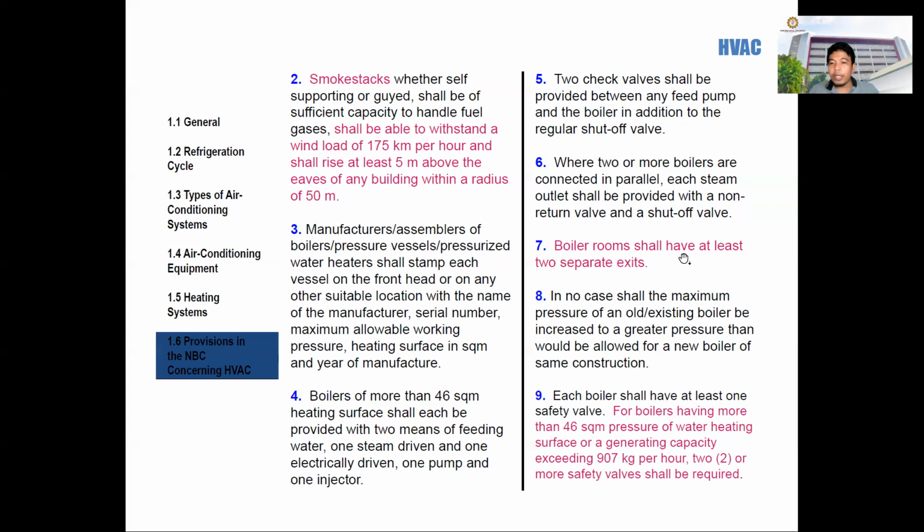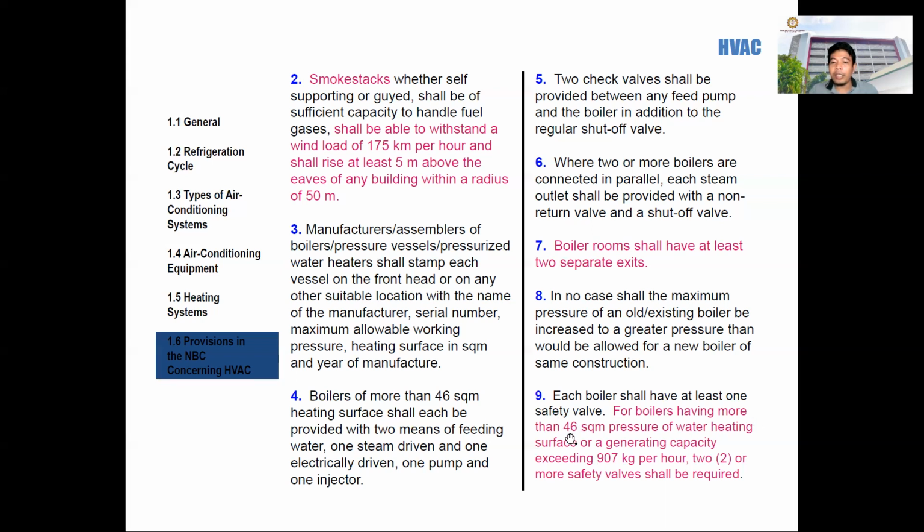Then boiler room should have at least two separate exits. So you have two emergency exits. And then number eight, in no case shall the maximum pressure of an old existing boiler be increased to a greater pressure than would be allowed for the new boiler of same construction. And number nine, each boiler shall have at least one safety valve.